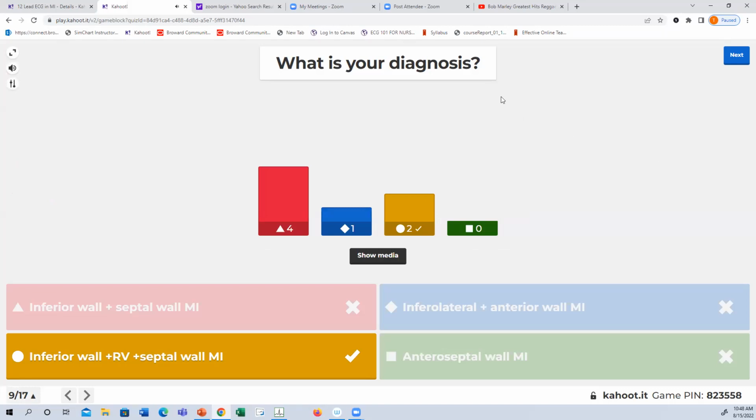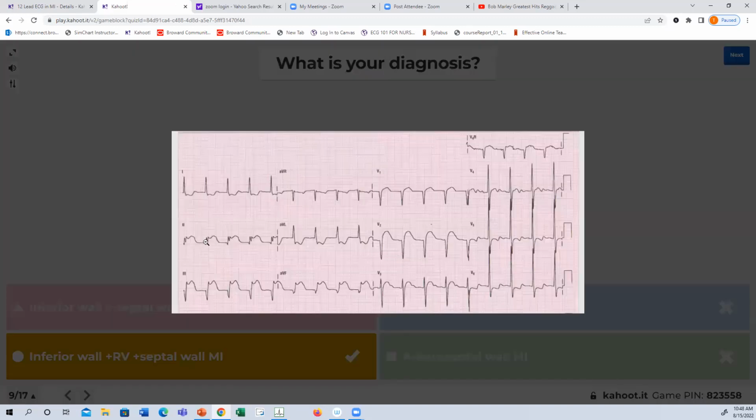Okay, so the correct answer is inferior wall and right ventricular wall, as well as the septal wall MI. So let's take a look. We have ST elevation in 2, 3, and AVF. And the ST elevation in 3 is greater than in lead 2. So in addition to inferior wall MI, we also have a right ventricular wall infarction.